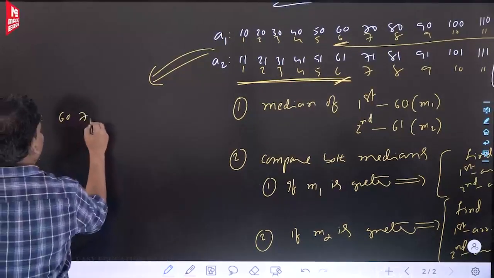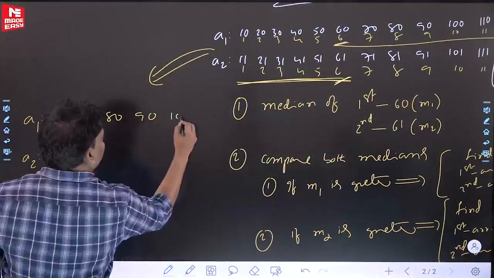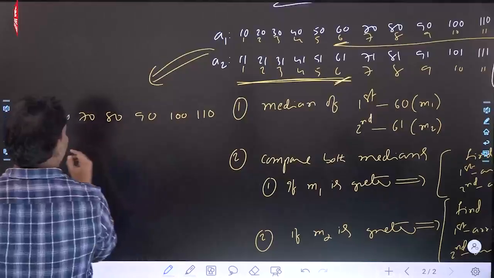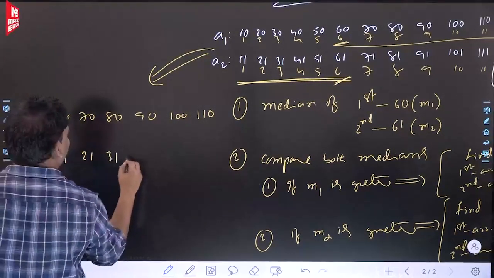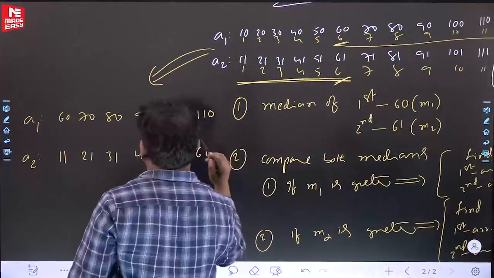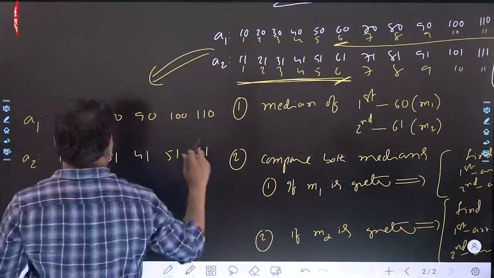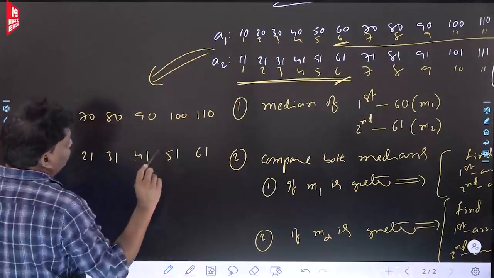60, 70, 80, 90, 100, 110. Can you say what about a2? 11, 21, 31, 41, 51, 61. This is the answer. This will be continued until both the groups contain two elements each.